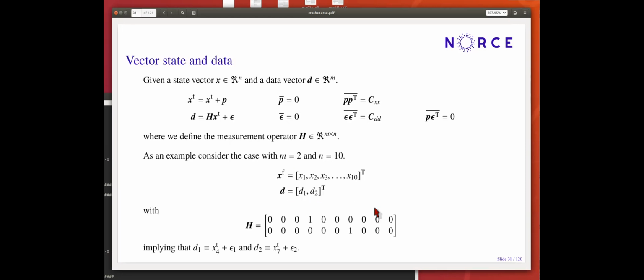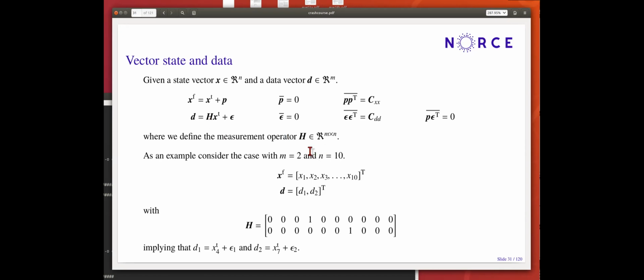I will quickly show you what it looks like if you have a vector state. In this case, we have a state vector of dimension n and a data vector of dimension m. These can be huge numbers; we have no restrictions on those. We make exactly the same hypothesis. The only thing now is that we say the measurements are related to the true state through a projection operator, and it's linear in this case. This H matrix is what we call a measurement operator that picks out values of the state vector at particular grid points, for example. It can be any linear operator.